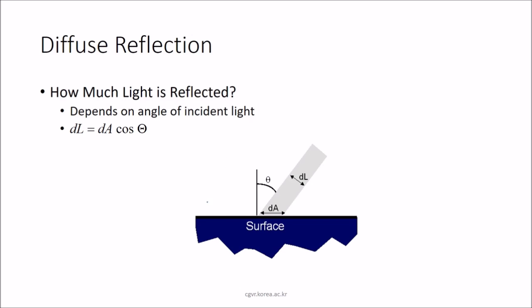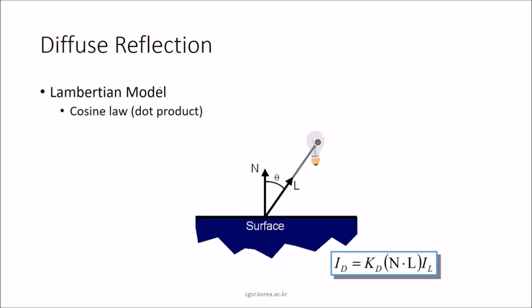So how can we get the diffuse reflection expression? How much light is reflected? This depends on the angle of incidence. For the angle of incidence, this is dA, the surface, and this is dl. We can use the projection: dl is nothing but dA cos theta. This is the theta. So dl is given by dA cos theta. This depends on the angle of incidence. This is the diffuse reflection.